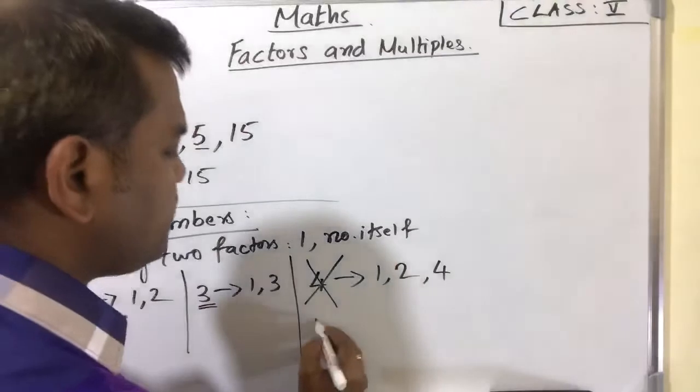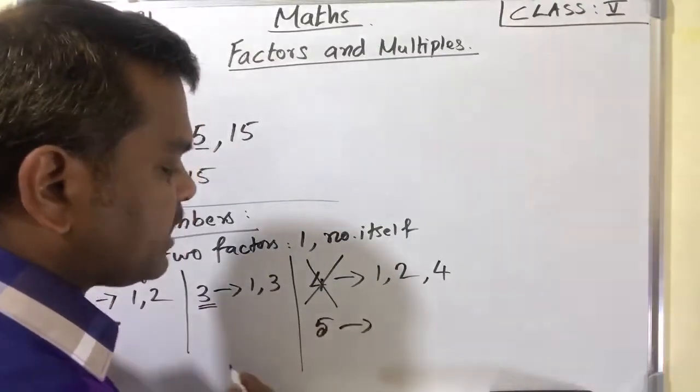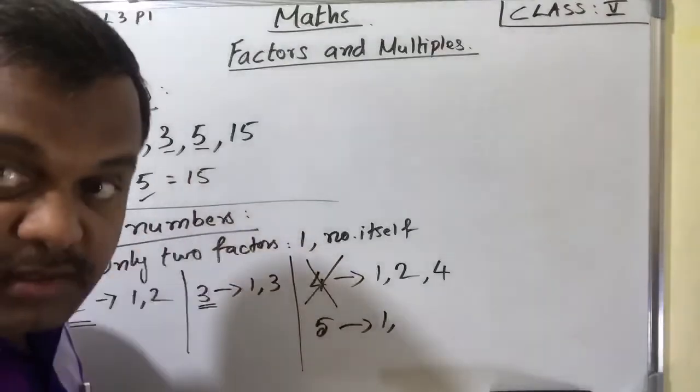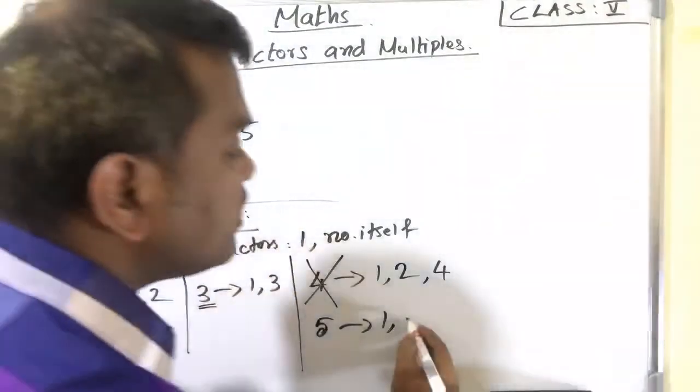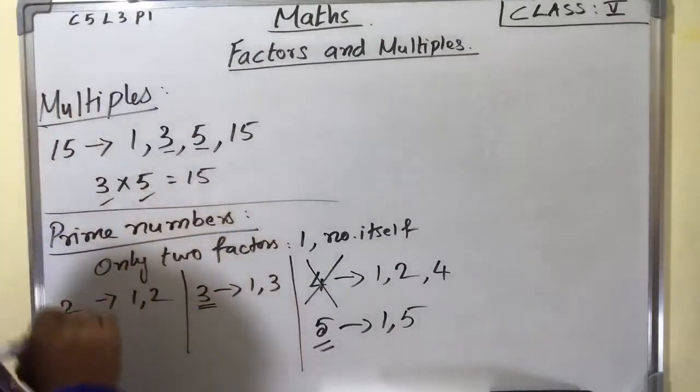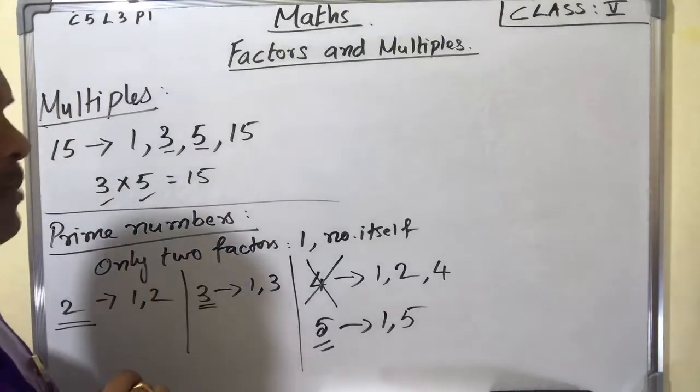Check 5. What are the factors of 5? 1. 2 is not a factor. 3 is not a factor of 5. 4 is not a factor of 5. Next number is 5 itself. So 5 is a prime number. Okay, 5 is a prime number.